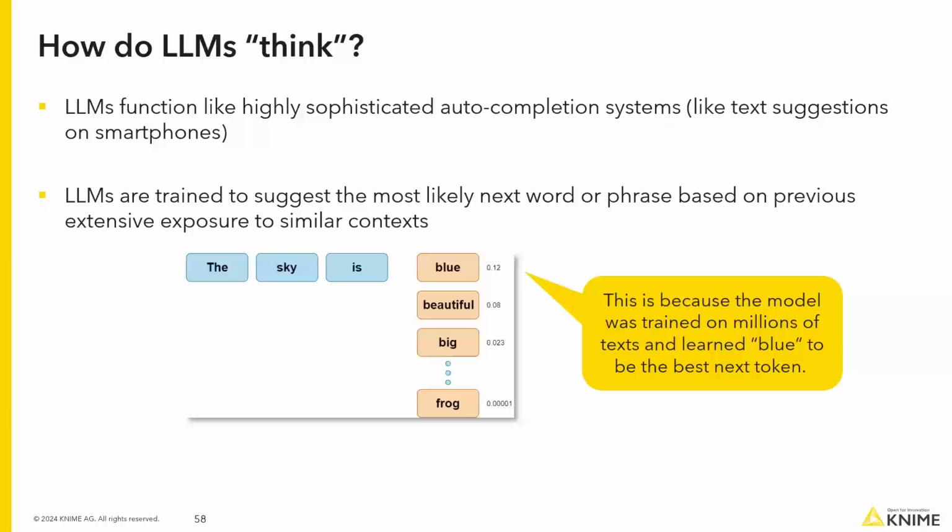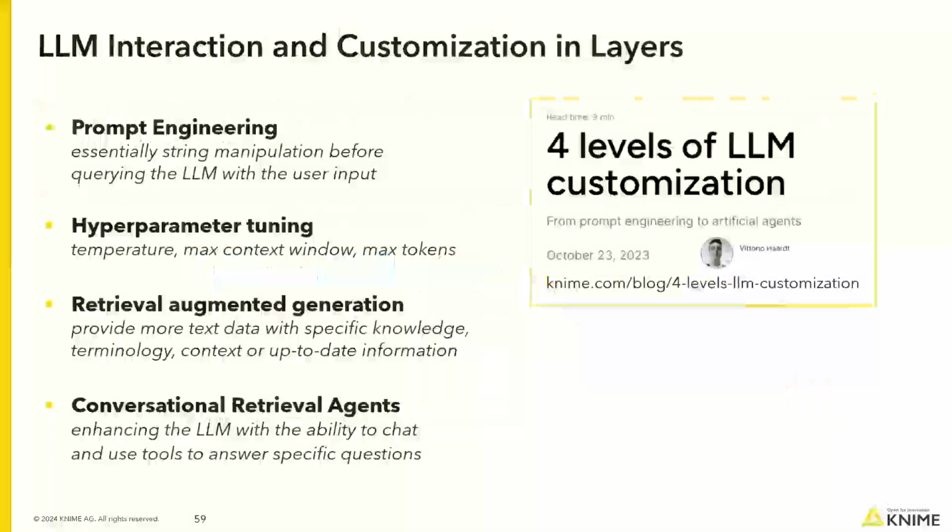So that it has the highest probability to be the next word, and therefore that's the word the model will be suggesting. And you can imagine that after the word blue is predicted, the model will continue and predict the next word, and so on. Now, how can we interact and customize our interaction with LLMs?